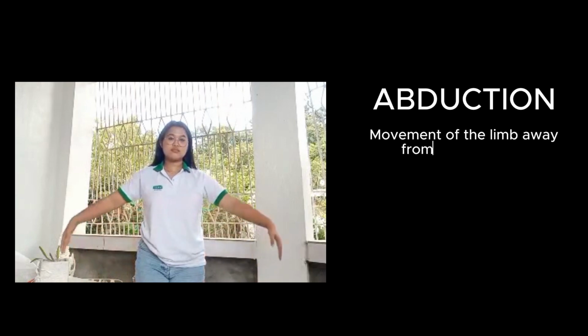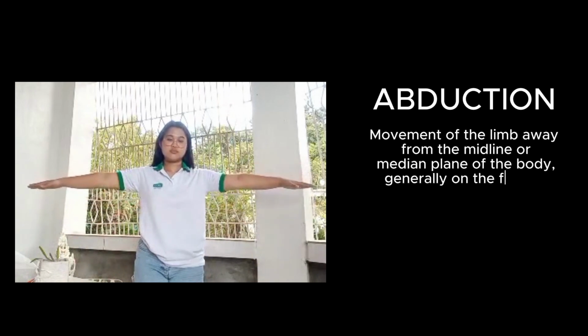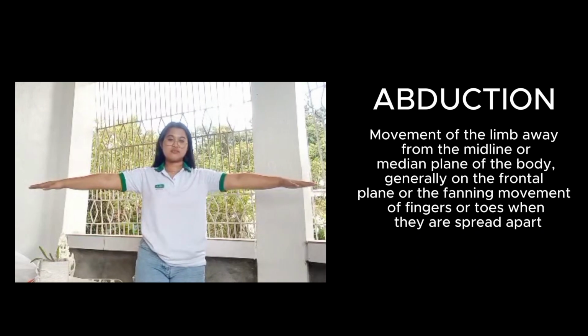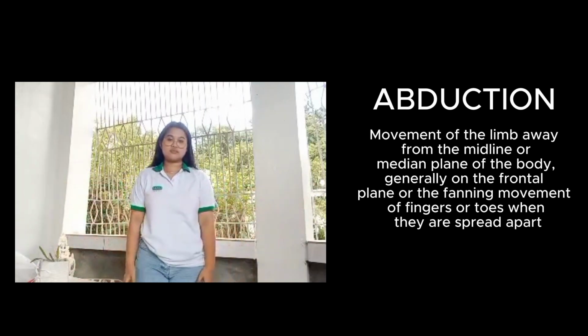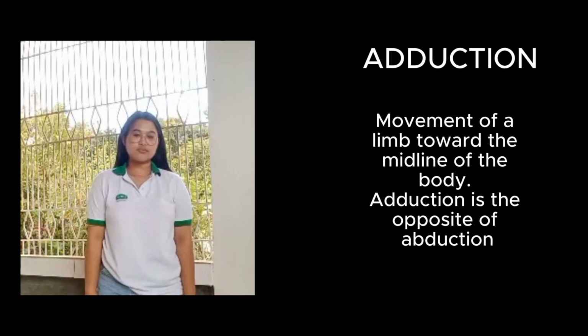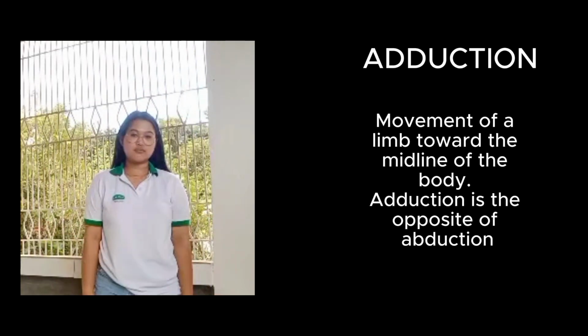The third one is abduction, a movement of the limb away from a midline or median plane of the body, generally on the frontal plane, or the fanning movement of fingers or toes where they are spread apart. Next is adduction. It is the movement of limb toward the midline of the body. Adduction is the opposite of abduction.